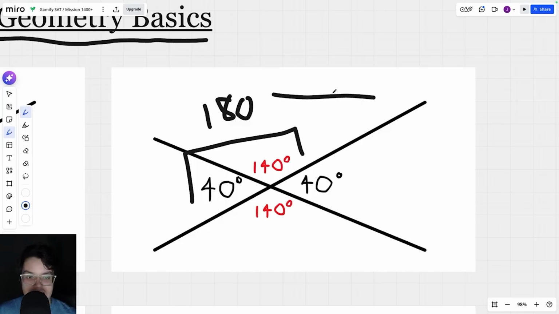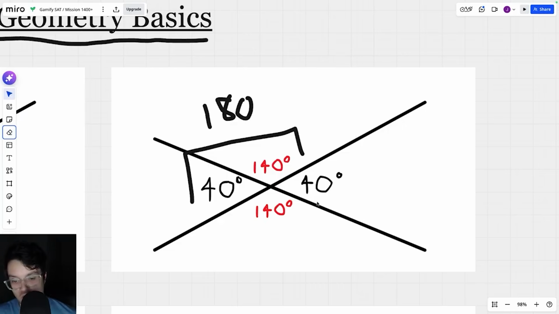So if you have a line like this and just any kind of angle coming off of it, you know these added together must always be 180 degrees. Same thing for over on this side. I just wrote all of them so you can see every single angle over here.